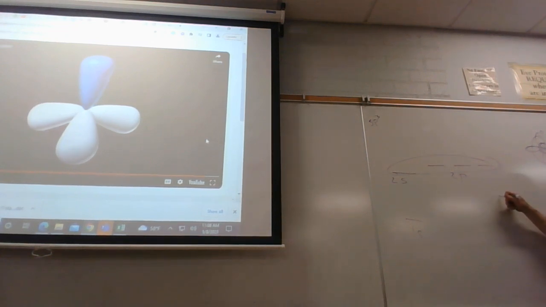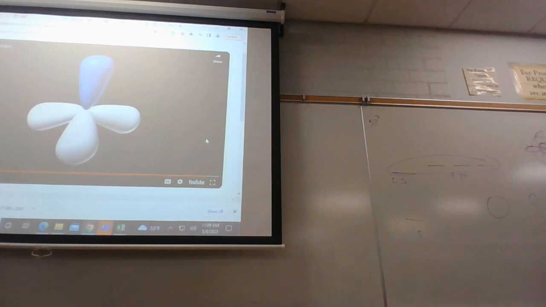S look like what? Spheres. All of them look like spheres. P, like a dumbbell. D, most of the D's look like four-leaf clovers, except for one. One of the D's has this weird P-like shape with a hula hoop. But four of them look like this, and one of them looks like that. F look like what? F are going to be chopped up into more lobes, so you don't have to worry about an F, etc.